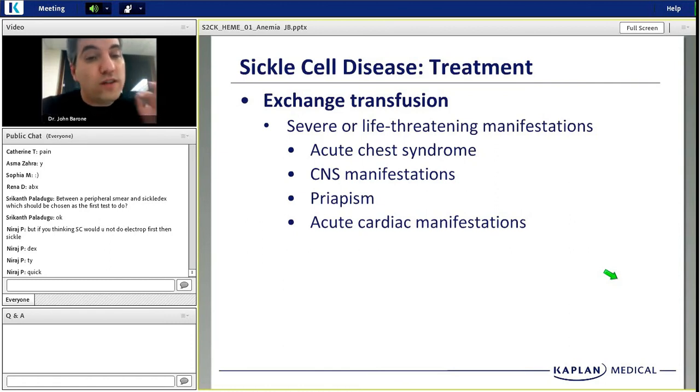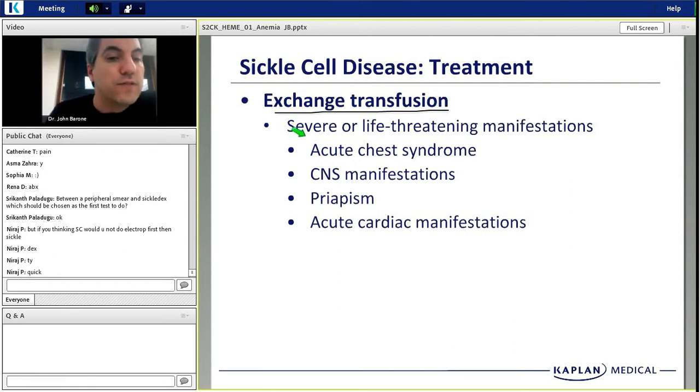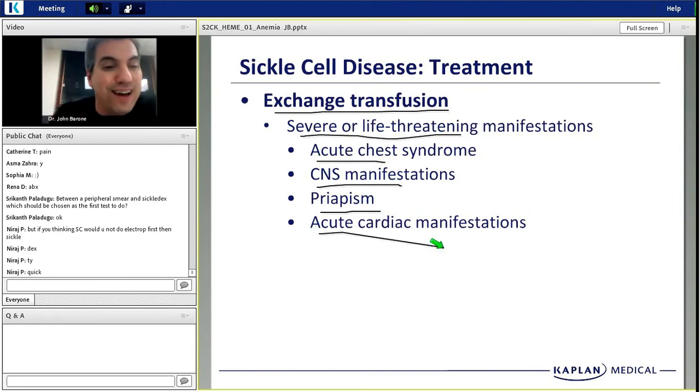All right, now what do we do for emergencies? Either acute chest syndrome, priapism, eyes, brain, heart. You do an exchange transfusion. This is for the severe or life-threatening manifestations. Life-threatening, like acute chest syndrome, strokes. Life-threatening, like losing a vital important part, heart, retina, losing vision. So if you're going to lose something, we want to do an exchange transfusion.